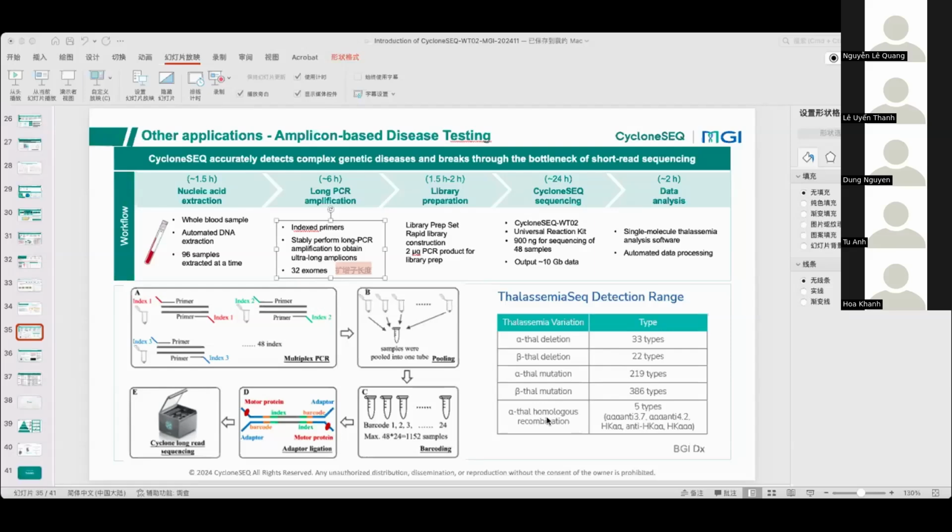And how long can the read be, the maximum length of the read we can do? The read length will be the same as ordinary whole genome sequencing, like dozens of kilobases. Okay. So can we do single cell DNA methylation using CycloneSEQ? Do you think it's possible or not? Yes, in principle it is possible, but as I said, it's still under development. Okay.